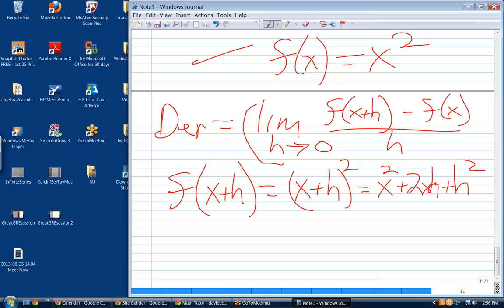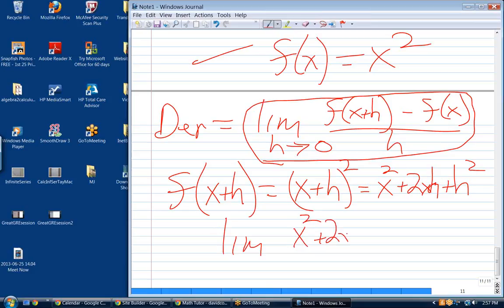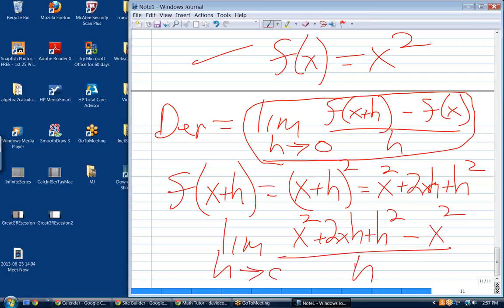So now when I plug in for here, I get the limit of f of x plus h, so that's x squared plus 2xh plus h squared minus f of x, which is just x squared, all over h as h goes to 0. And this always happens, is that any term without an h in it is going to cancel.